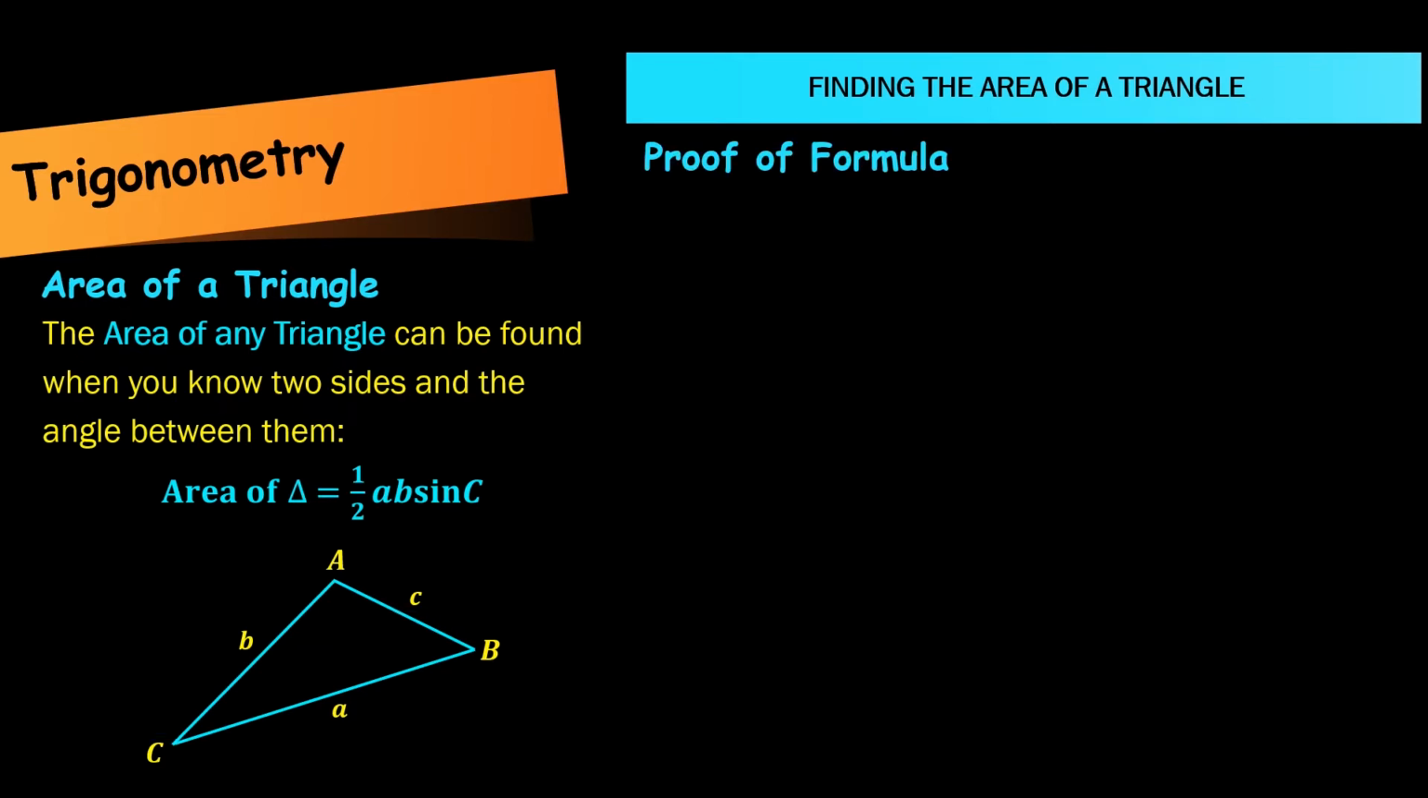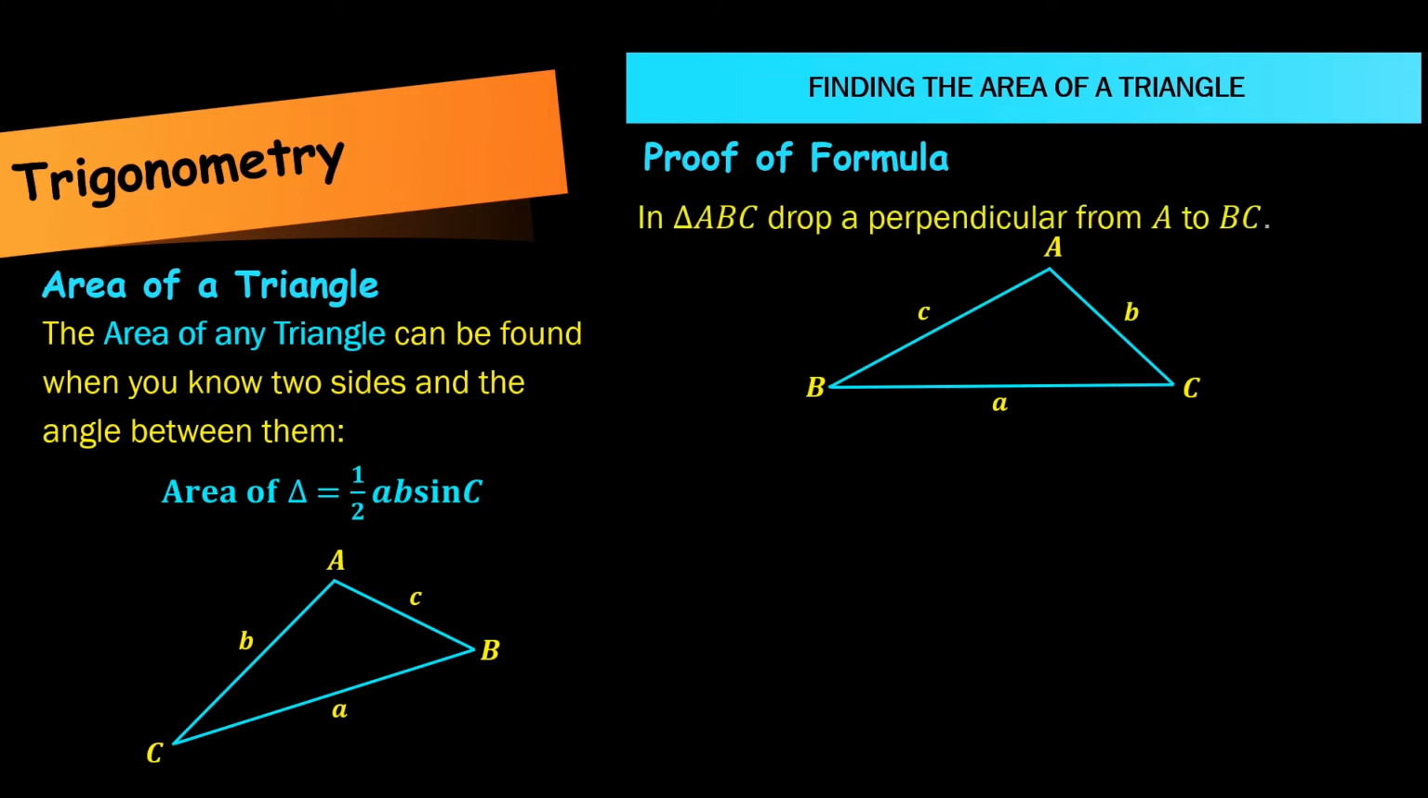We are now going to proceed to prove that the area of a triangle is equal to half ab sine C. Consider the triangle shown. In triangle ABC, drop a perpendicular from A to BC, as shown. The height is denoted by h.